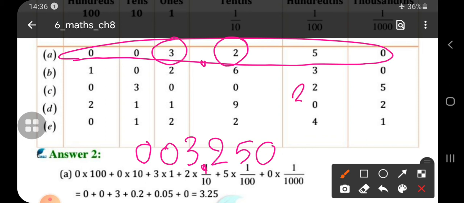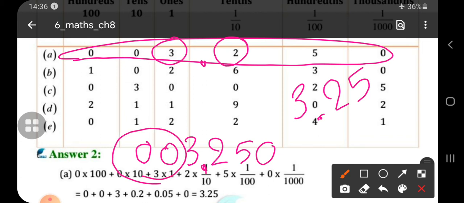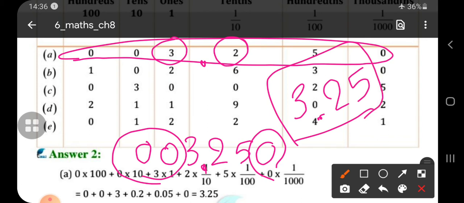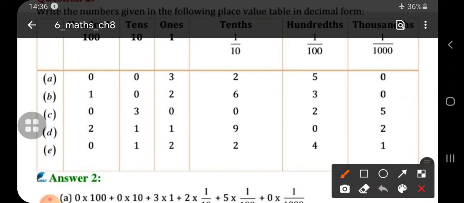So what is the number? It's 3.25. The zeros before 3 and after 5 are not needed because they are not significant. So what is the answer? 3.25. In the same way you can directly give the answer for the second one also. 102, point, because between ones and tenths you have to put the decimal point. So you can say 102.630. Here the last 0 we need not consider. Then 30.025. D and E, try yourself.